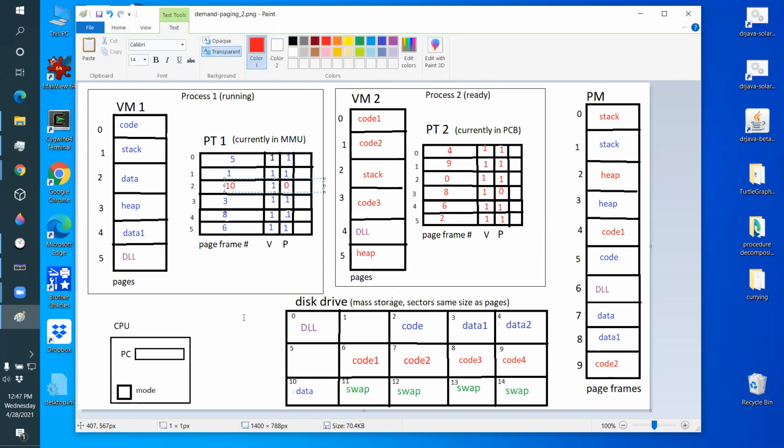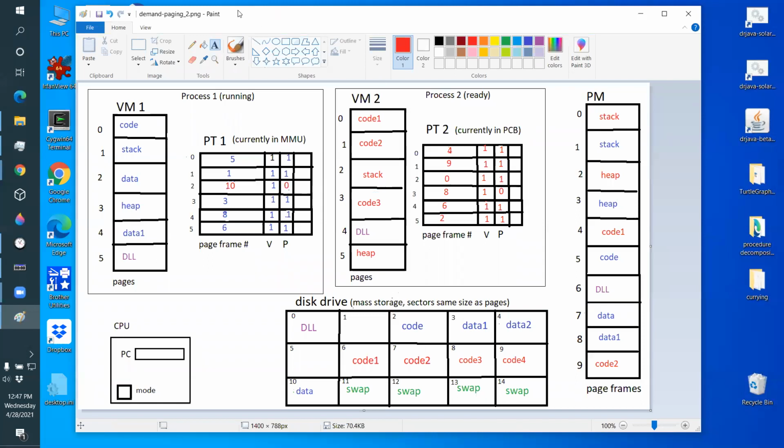Okay, right? So now that's freed up. This one's free now. It got put back to the hard drive. Now the operating system can say, okay, now this one's free. This one wants to bring in code 3, this page here. So now this page here can be marked as present.